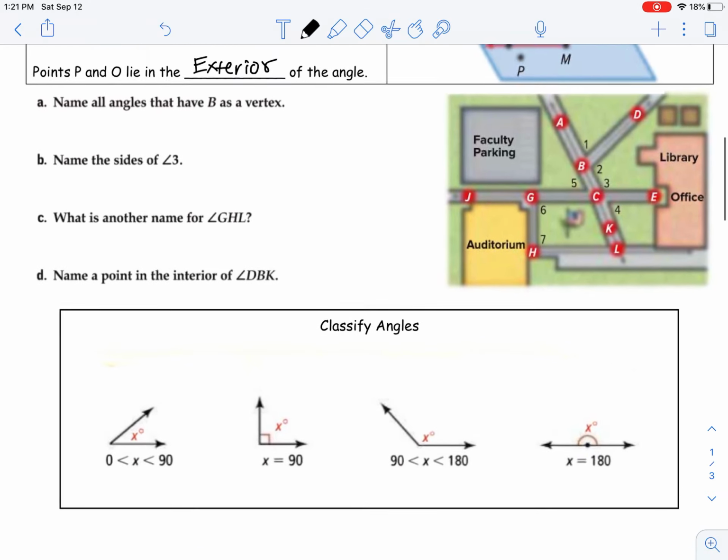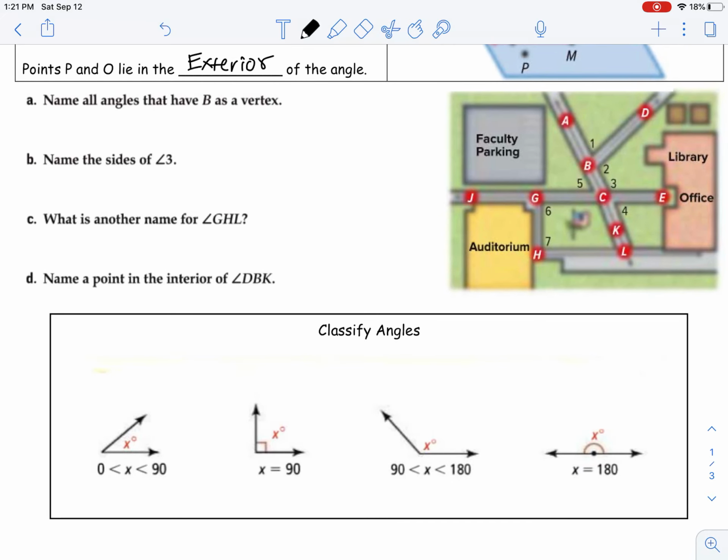Now what we have here is like a map of, I think it's like a school or something like that. It says name all the angles that have B as a vertex. Well, again, if I'm doing the connect the dots, B would be my middle part, so A to B to D would be one. So angle ABD would be one of them. I would also say DBC would be one. Now I could call that angle 2 if I wanted to. And I could have also called the first one angle 1. But I'm just going to use letters for this right now.